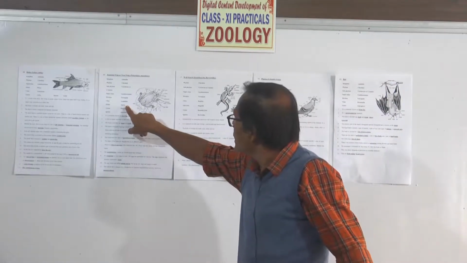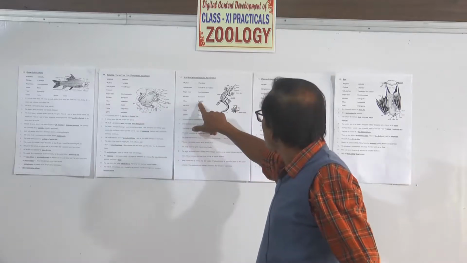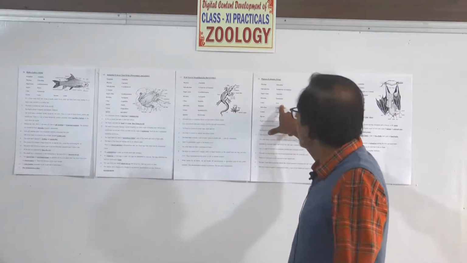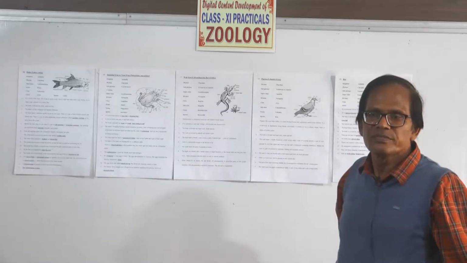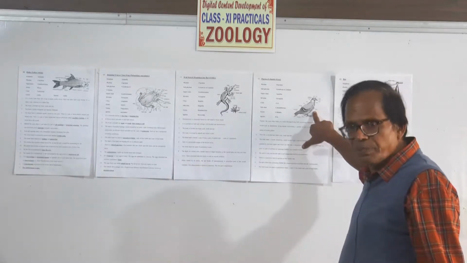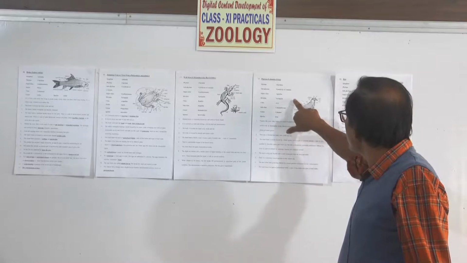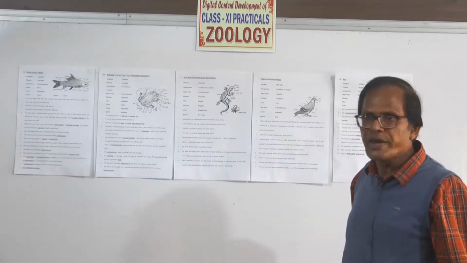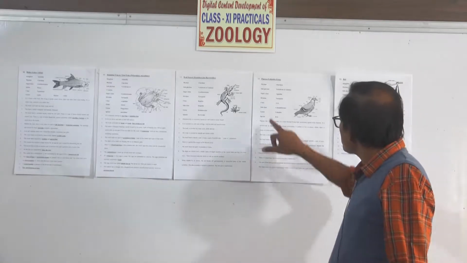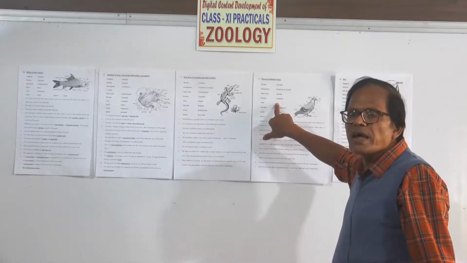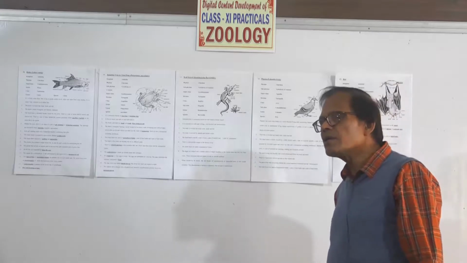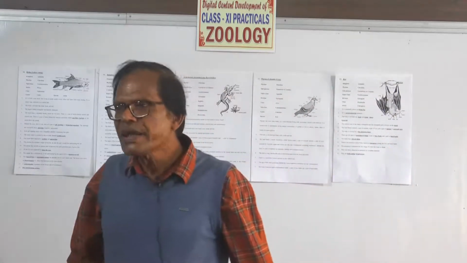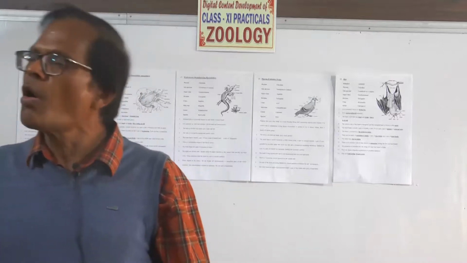Then coming to the next class in the ascending order. Look, the class is Amphibia. Here the class is Reptilia. Here the class is Aves. This is the pigeon. Its scientific name is Columba livia. Pigeon, Columba livia. It belongs to the class Aves. Aves are characterized by the transformation of their forelimbs as wings.